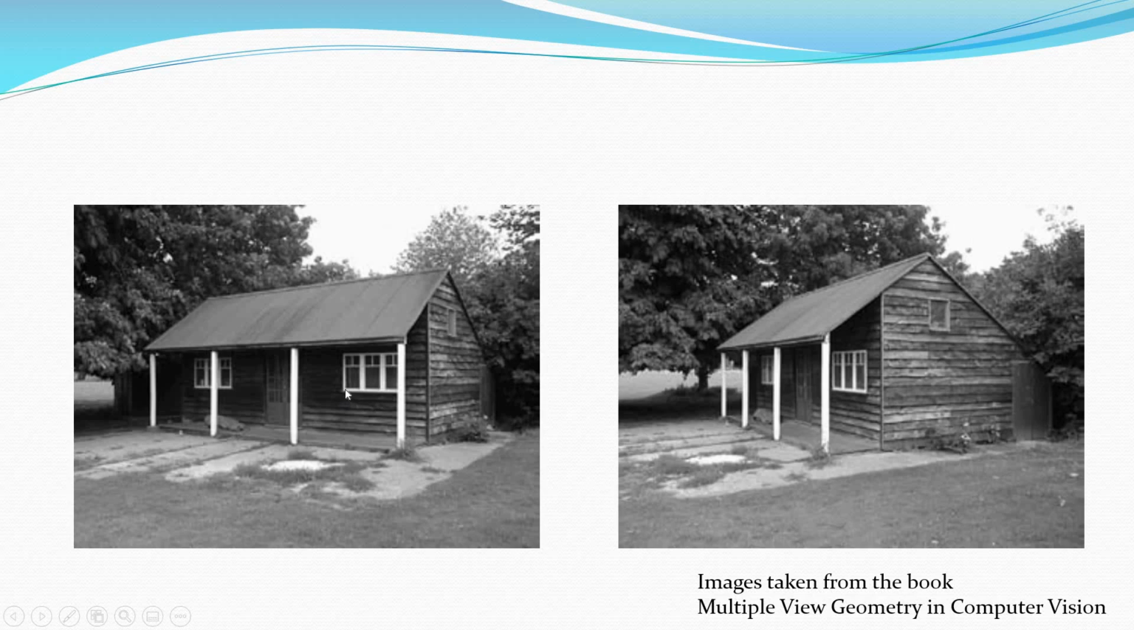Also, this point over here actually corresponds to this point over here, as we can say by visual inspection. But you can see that the local neighborhoods of the two points are quite different. There is something coming in the middle because of the different perspective that we have. So it is very difficult to find out the corresponding points.